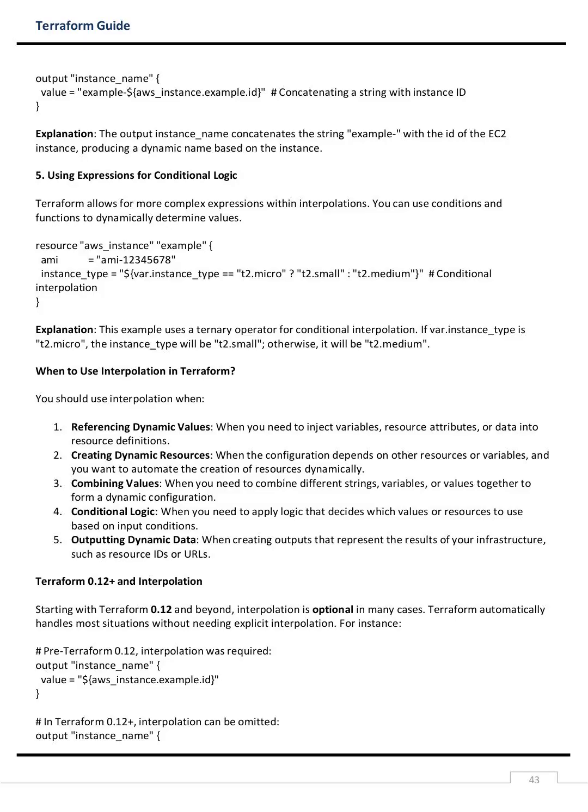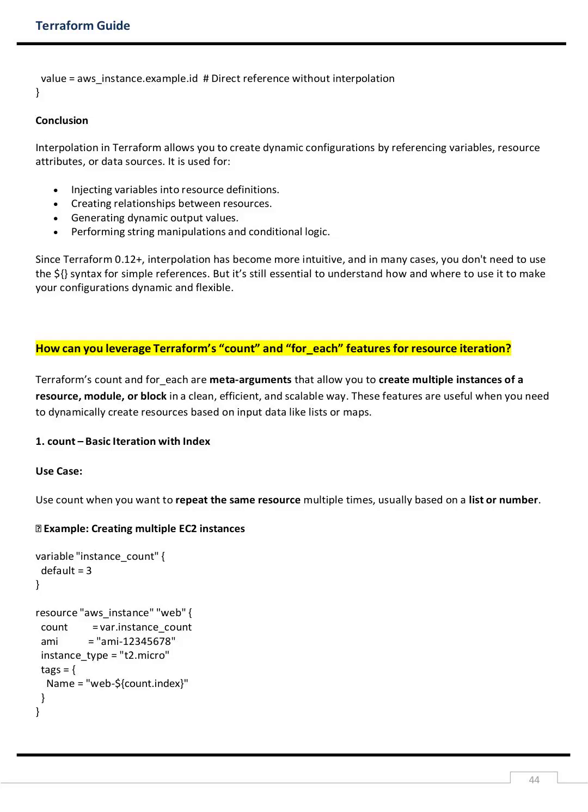Terraform 0.12 plus and interpolation. Starting with Terraform 0.12 and beyond, interpolation is optional in many cases. Terraform automatically handles most situations without needing explicit interpolation. For instance, pre-Terraform 0.12, interpolation was required: output instance_name. In Terraform 0.12 plus, interpolation can be omitted: output instance_name, value = aws_instance.example.id. Direct reference without interpolation.